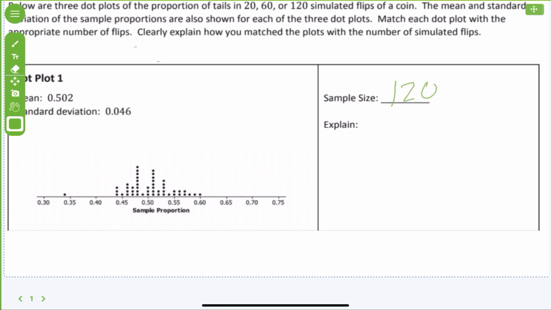Okay. Now, explain why we chose 120 flips on box plot 1. Well, there's 2 ways. Standard deviation is the lowest, and there's least spread/variability. Okay, that's all you have to do.